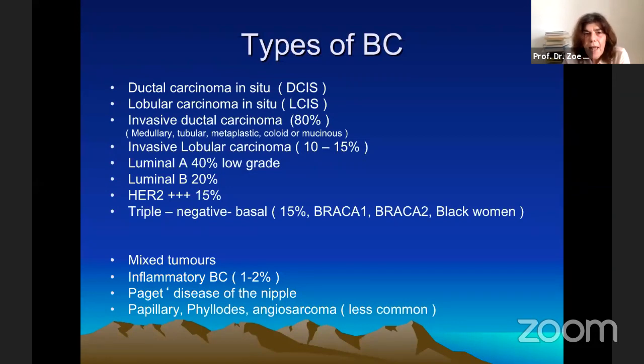Now, the invasive tumors, with the latest biological and molecular staging, are divided into luminal A and luminal B, where luminal A indicates the highest strength in hormonal receptors.